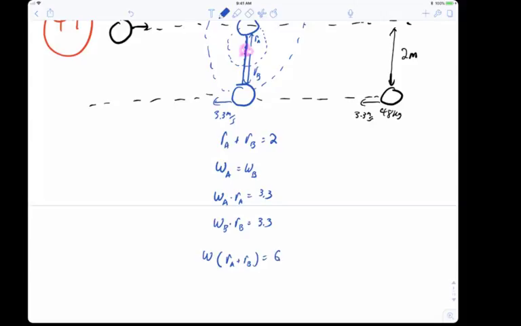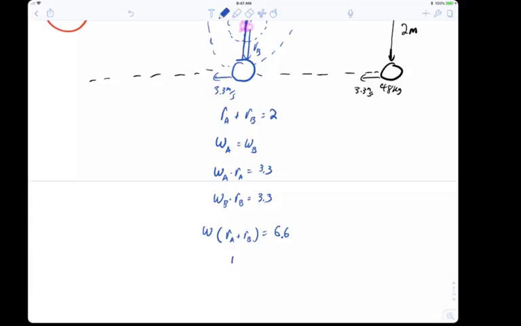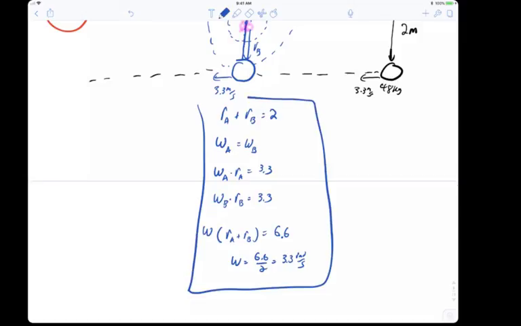Six point six. Six point six divided by 2 is equal to 3.3 meters per second. I don't know. I don't know, man, if that works. I'm gonna do it the proper way. The proper way involves angular momentum here.